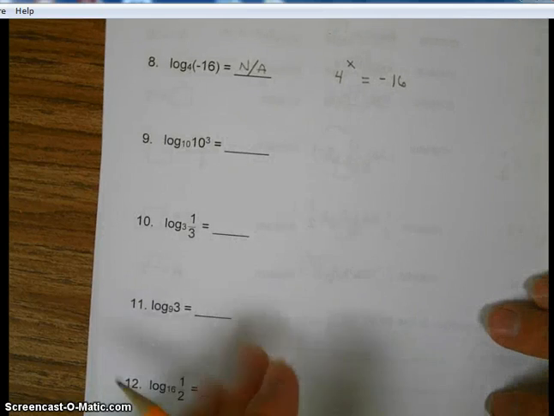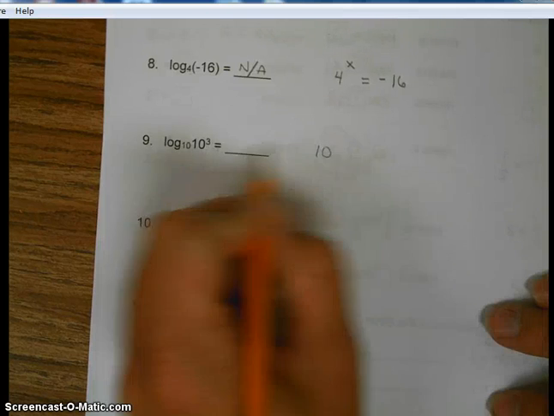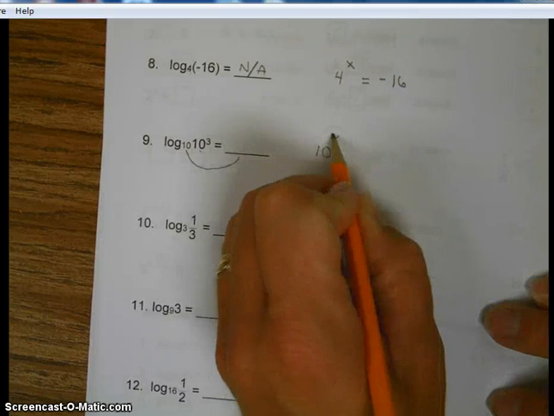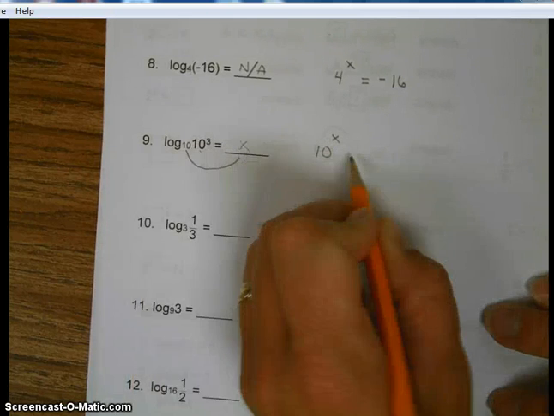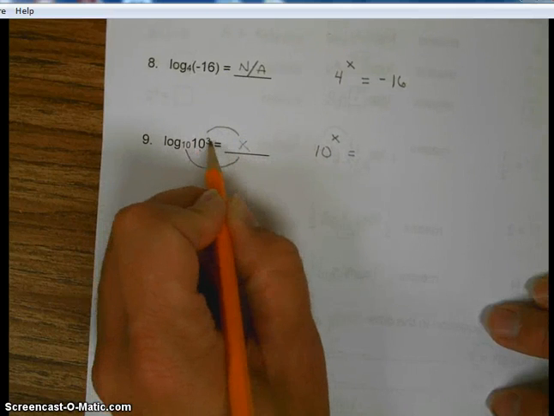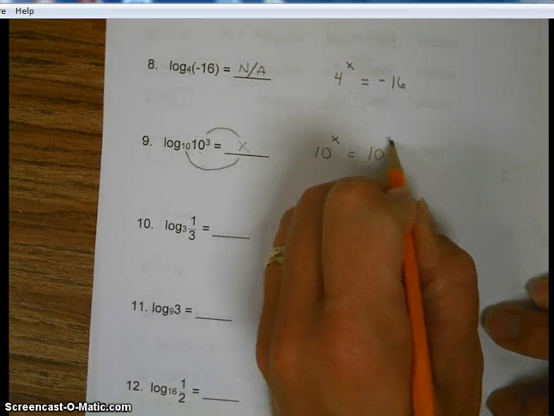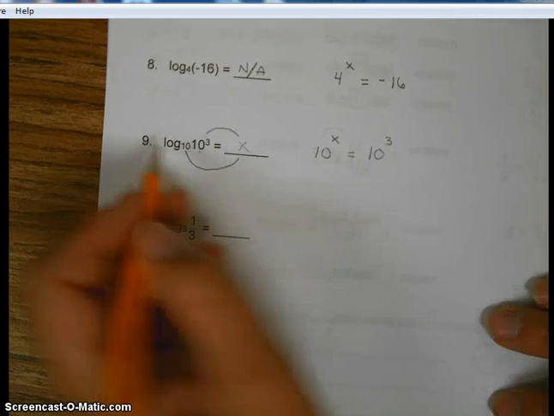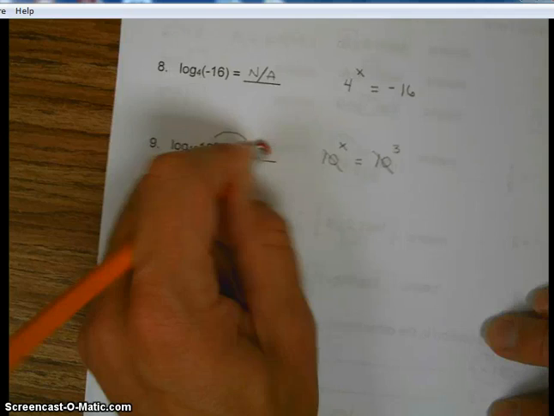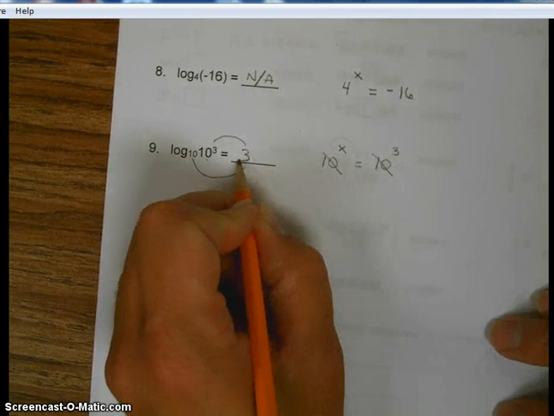Okay, let's look at number 9. So 10, starting off with the base, raised to the x, which we don't know, equals, and then we're going to put in our argument. Now our argument is 10 to the third power. Simple. Bases are the same, x equals 3. So 10 to the third equals 10 to the third.